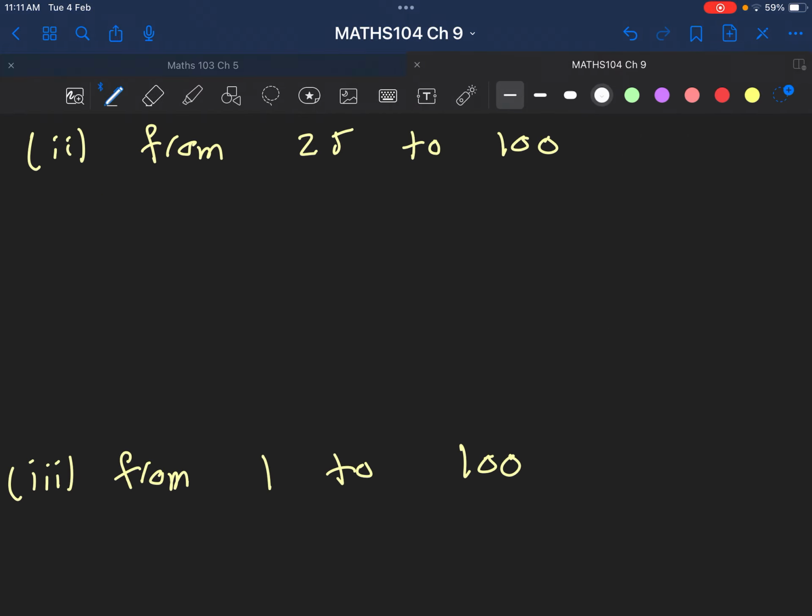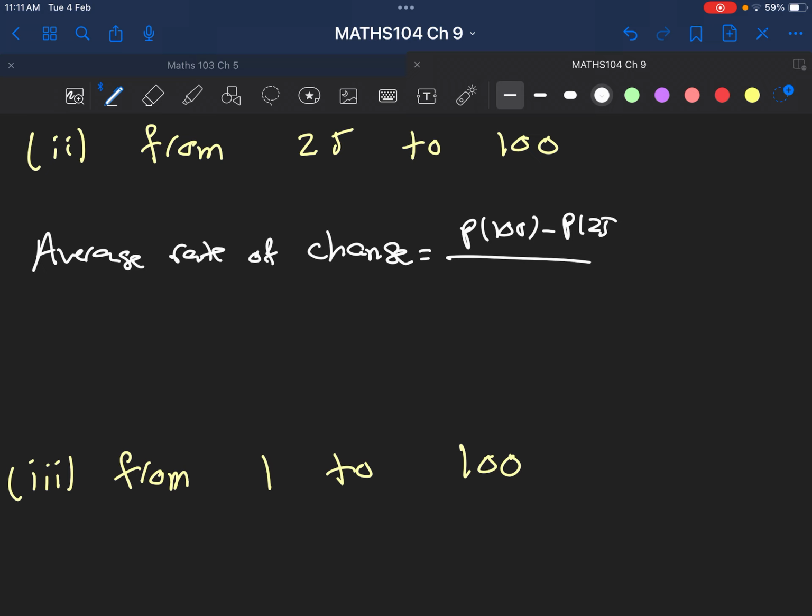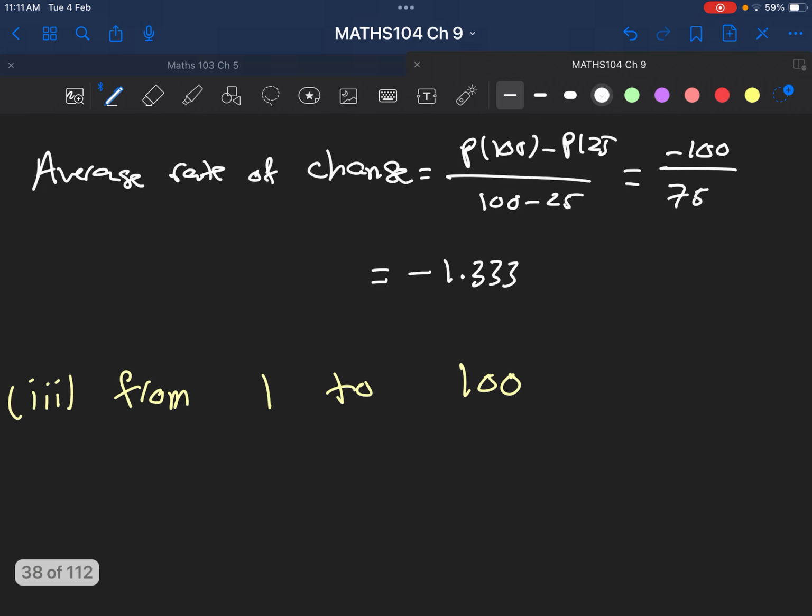Question B is the same as question 1. We need to find the average rate of change, which means it is P of 100 minus P of 25 divided by 100 minus 25. Now, if you do it with your calculator, you should get negative 100 divided by 75, which is equal to negative 1.3333.